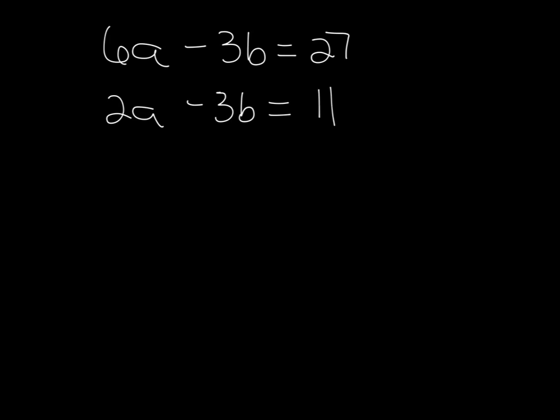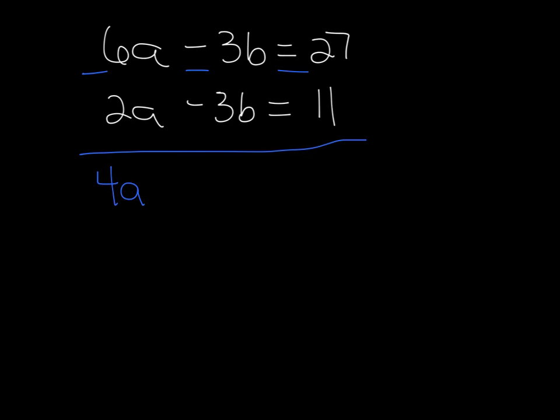If I ask myself, can I eliminate the a's? Well, if I take 6a plus 2a, that's not going to eliminate. If I take 6a minus 2a, that's not going to eliminate. But if I look at the b's, negative 3b and negative 3b, if I add them, they're not going to eliminate. But if I subtract negative 3b minus negative 3b, that is going to eliminate. That's going to make a 0. So instead of adding these two equations, I'm going to subtract them. So when I subtract these two equations, I get 6a minus 2a is 4a.